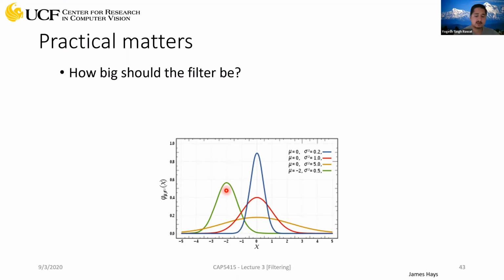Now the question is, when you're applying a Gaussian filter, how big should your filter size be? That will depend upon your standard deviation. Let's talk about this blue Gaussian. This has a very small standard deviation, right? If you take the square root of this, you get something like around 0.45. Now what you want is, when you're applying this kernel, it will be placed at the center location.